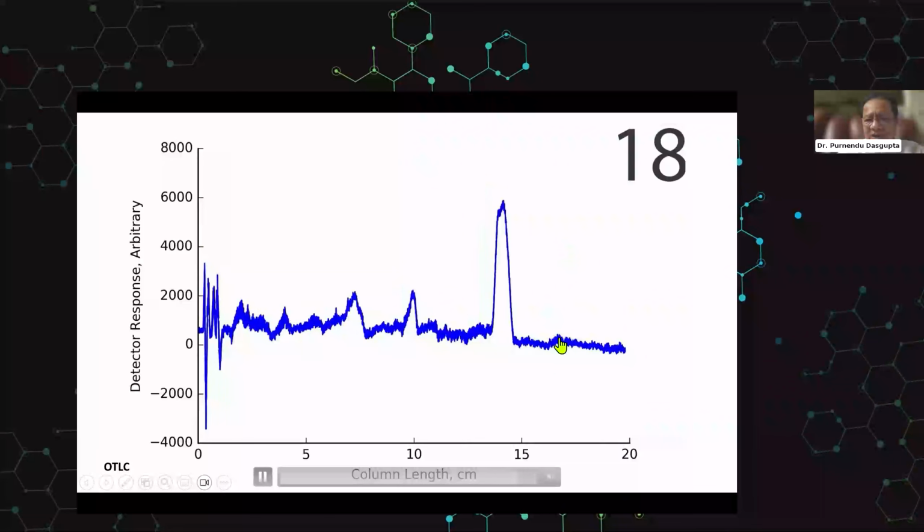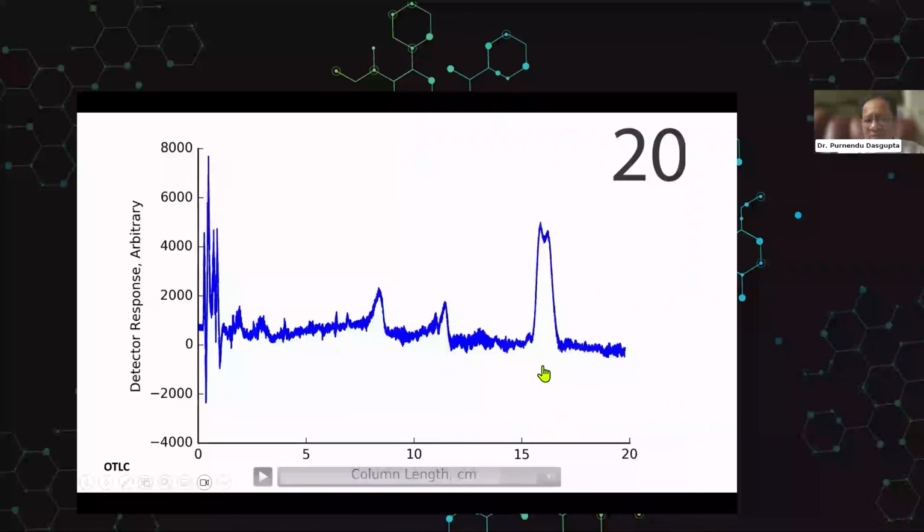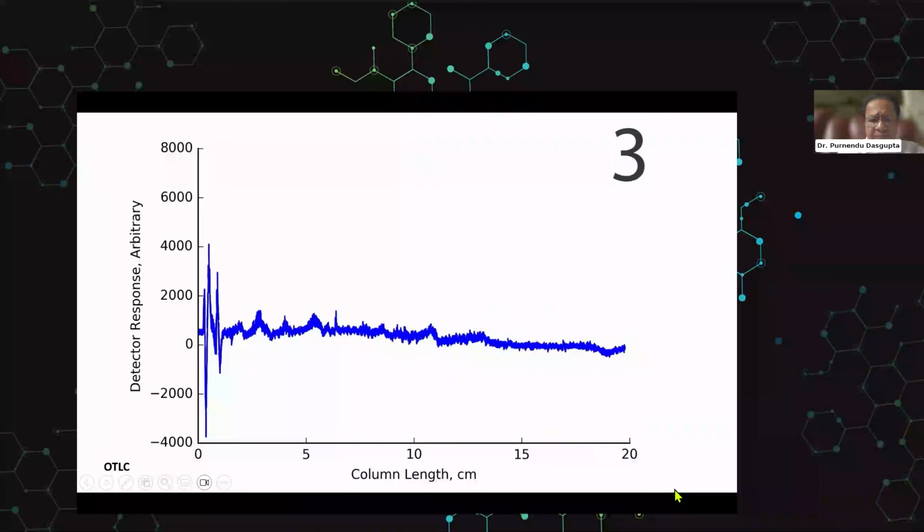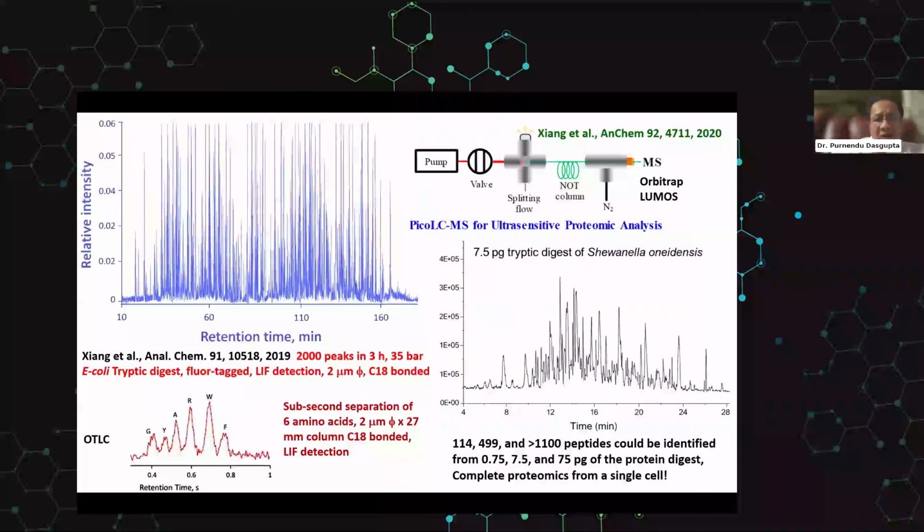By the time they merge, their positions have changed. Okay. So moving on. What more can you do with open tubular liquid chromatography?